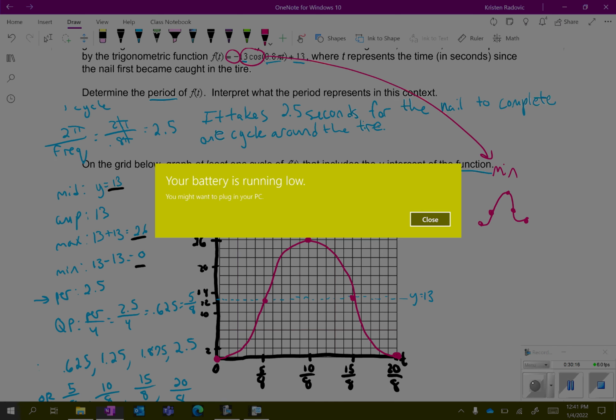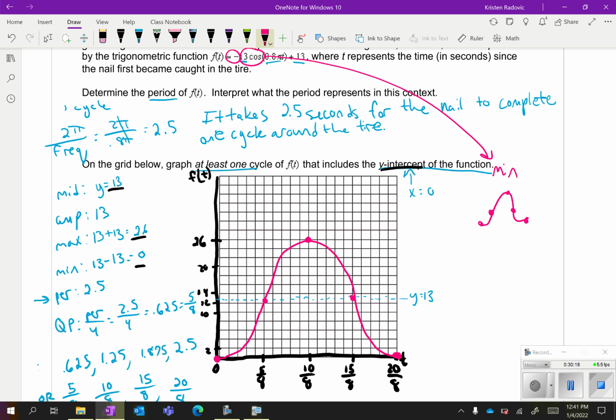And that's it, which is good because my battery is low. Anyway, tomorrow we're going to be working on what the graph of tangent is going to look like.